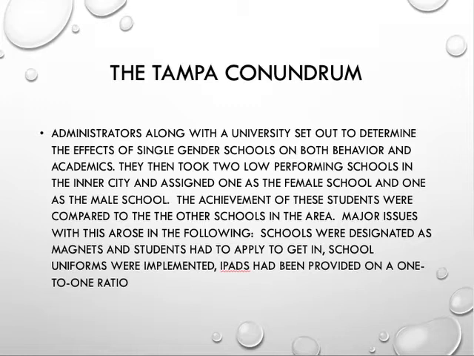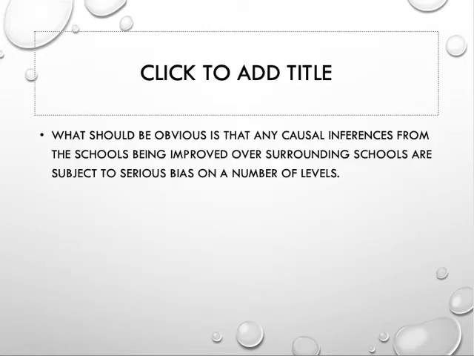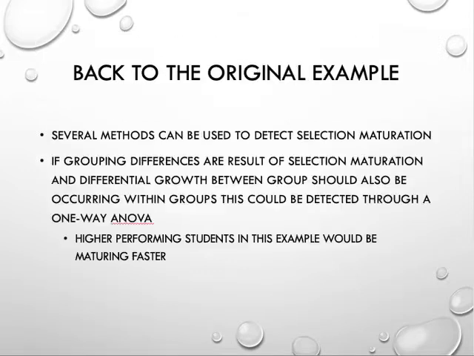Schools were designated as magnets, and students had to apply to get in. School uniforms were implemented, and iPads were provided on a 1-to-1 ratio. None of these things happened at any of the other schools, so it's hard to tell what made the impact on their behavior getting better and their academics getting better at these two magnet schools, because the schools they were being compared to didn't have all of these other factors, and these factors would be considered confounds. What should be obvious is that any causal inferences from the schools being improved over surrounding schools are subject to serious bias on a number of levels.